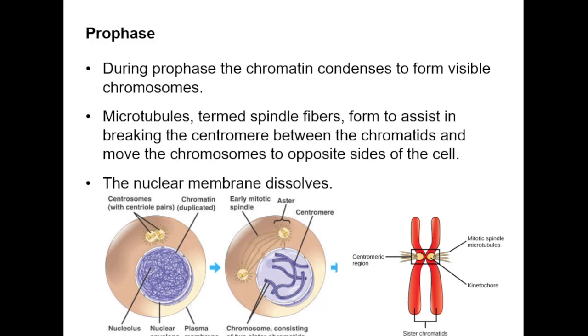So, as a summary, again in prophase, there is condensation of DNA to form chromosomes. Number 2, we see that the centrioles start to go to opposite ends. And number 3, we see that the nuclear membrane starts to dissolve. Those are the 3 important events in prophase.